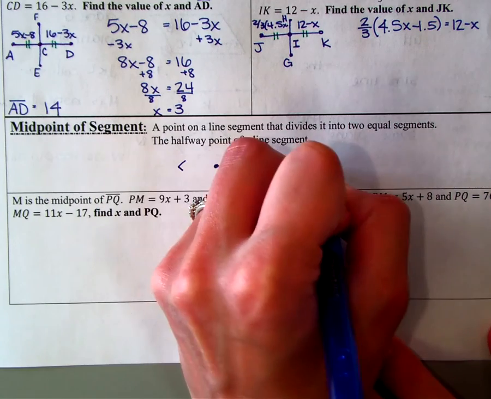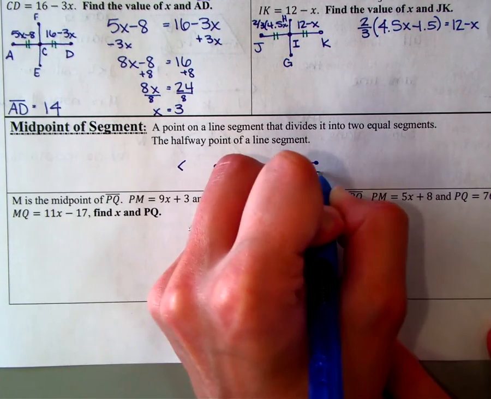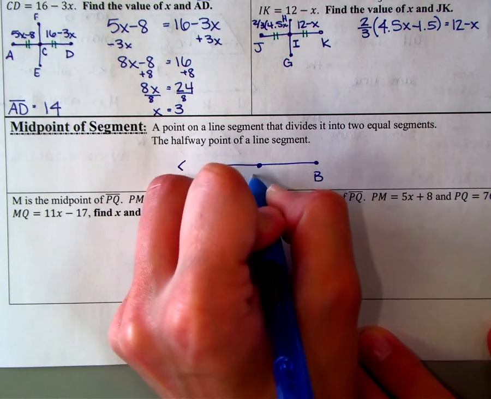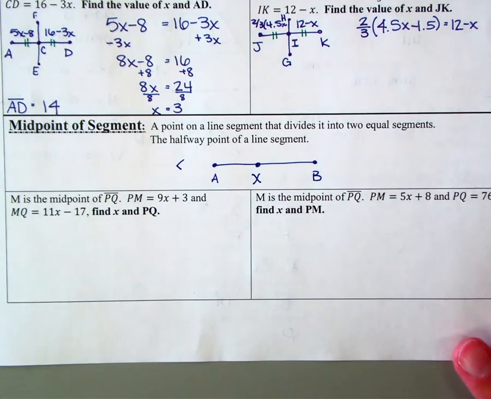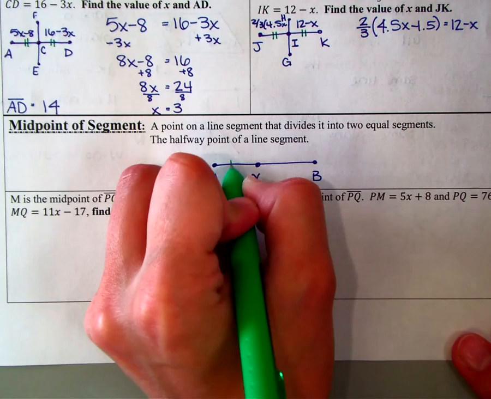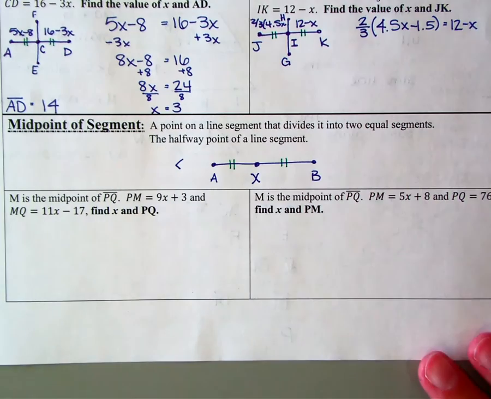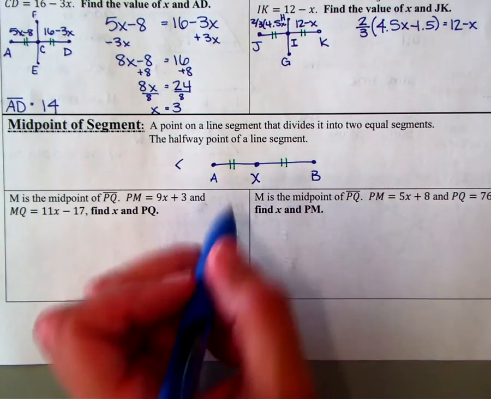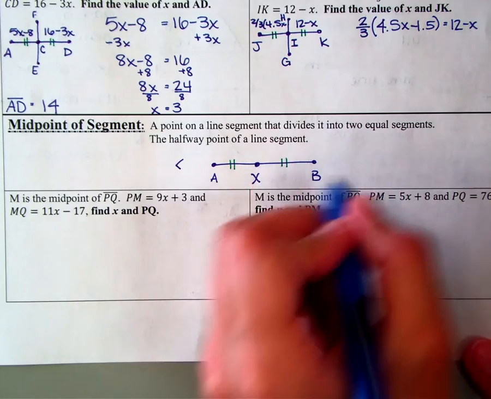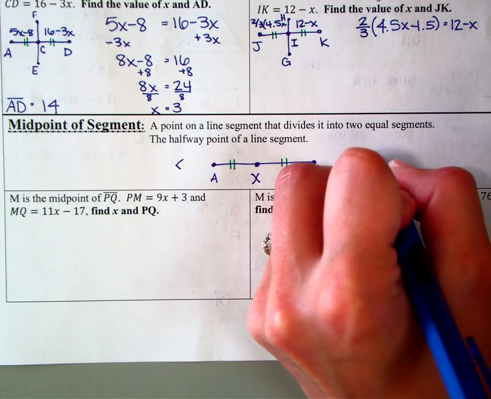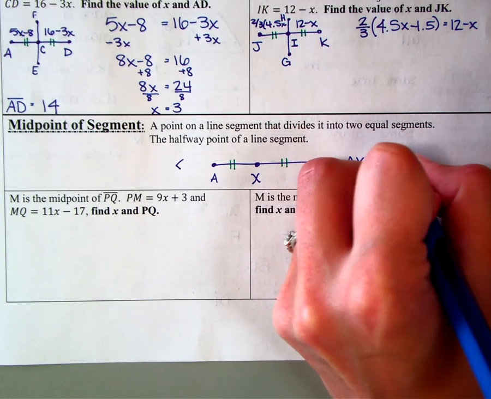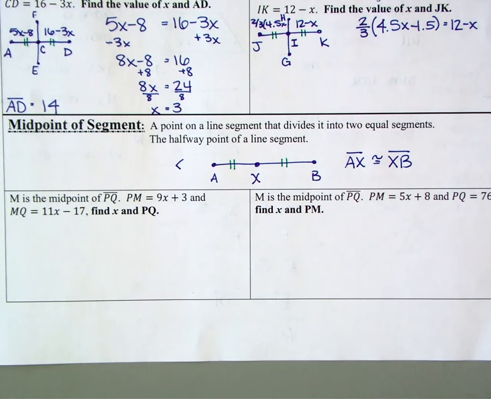So let's make a line segment. We'll say A and B, and we'll say X is the midpoint. If it's the midpoint, that means that AX and XB are equal. They're congruent because it's the middle. X is the same distance from A that it is from B. So again, really similar to your segment bisector. And then we'll work through a couple of examples.